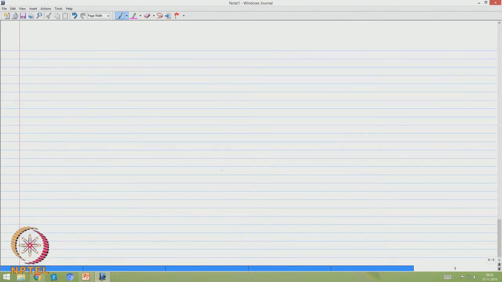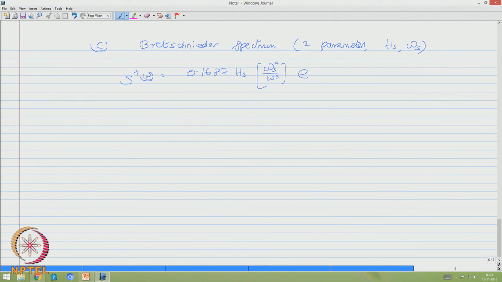The second spectrum we have is Bretschneider spectrum, which again has two parameters, namely significant wave height and significant frequency, which is given by 0.1687 Hs omega s to the power of 4 by omega to the power of 5, e to the power of minus 0.675 omega by omega s to the power minus 4.